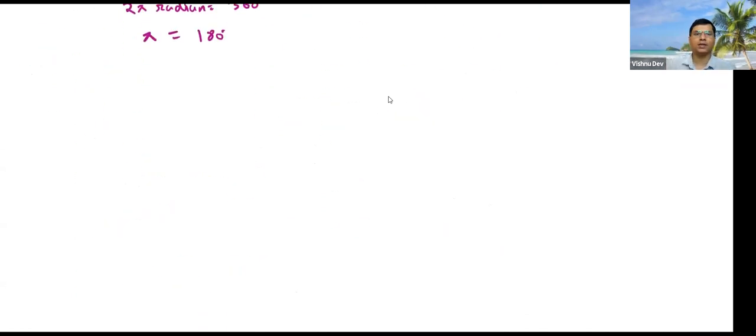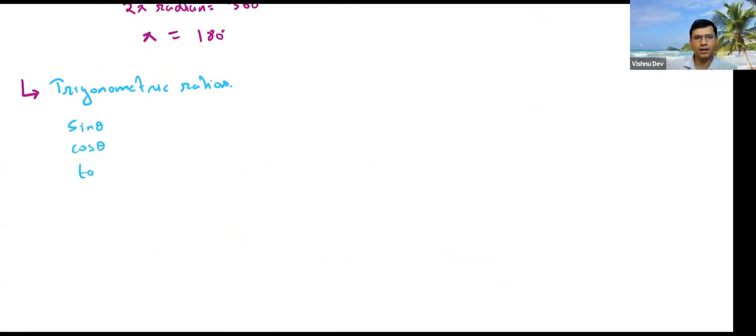Okay. Then the second concept that we have covered till now in our normal class is basic trigonometric ratios. I expect all of you know what is sine theta, cos theta, tan theta, sec theta, cosec theta, and cot theta. All of you know this, and you know how to use it, because radian is just another unit of angles.